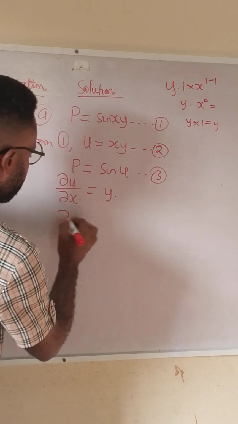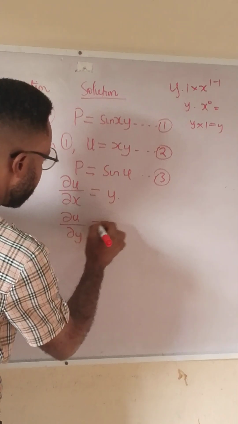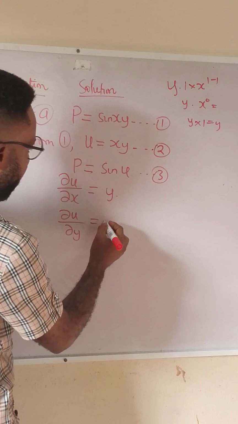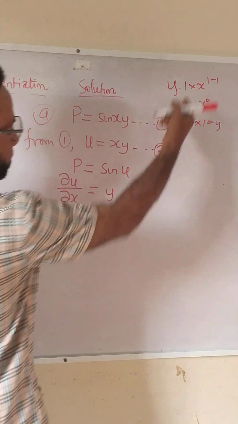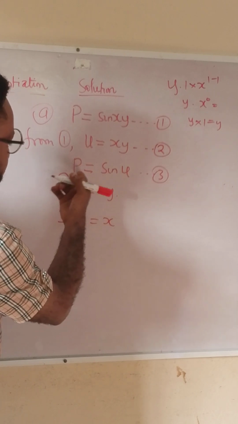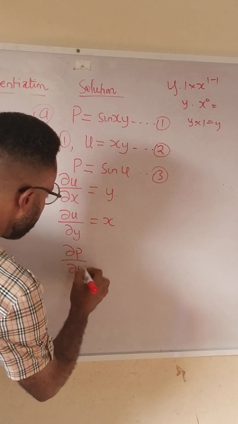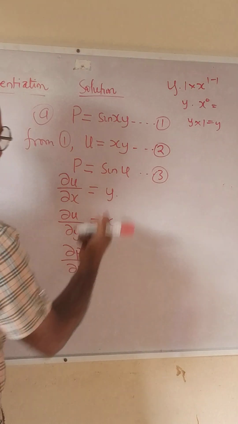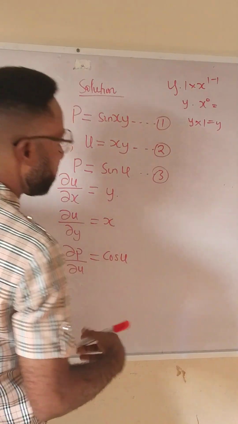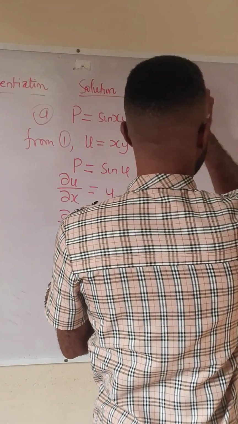Again, you can also take the partial derivative of u with respect to y. If you're differentiating u with respect to y in equation 2, you have x. It's just the same way here. Okay, we are not done. We also have to take the partial derivative of p with respect to u. If you differentiate sine u, you're going to have cos u. Already you know that in your own differentiation, so it's not something that is difficult.